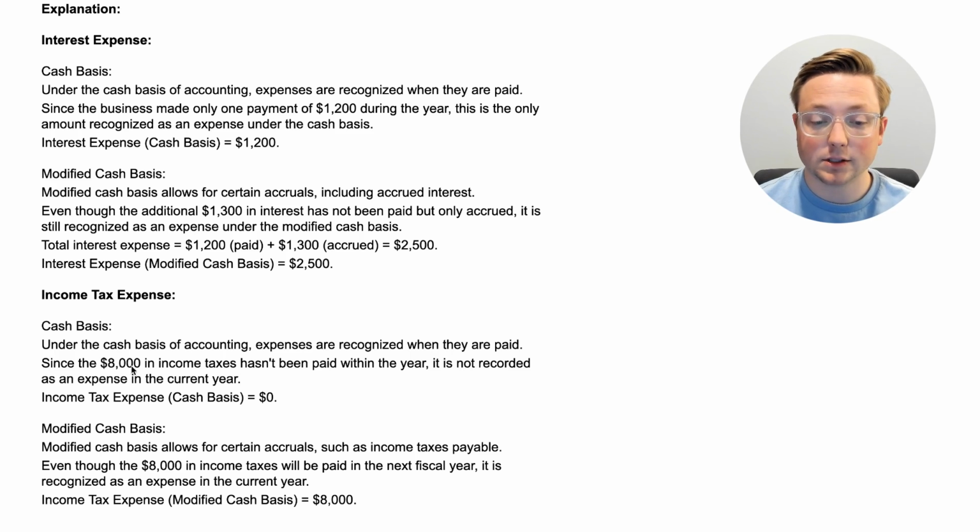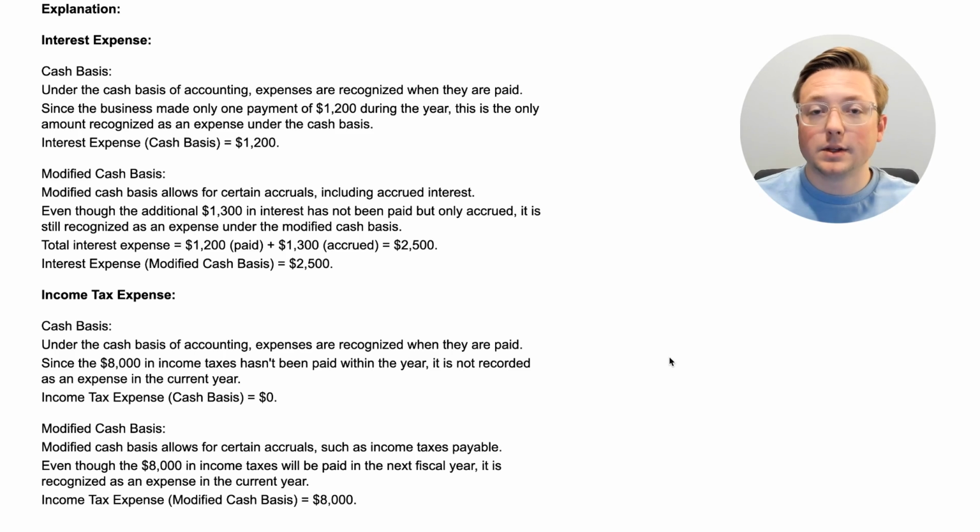Since the $8,000 in income taxes hasn't been paid within the year, it is not recorded as an expense in the current year. So under cash basis, it would be $0. Under modified cash basis, you can accrue that income tax expense. Even though the $8,000 in income taxes will be paid in the next fiscal year, it is recognized as an expense in the current year. So because it's accrued, they recognize that as an $8,000 expense for income taxes.